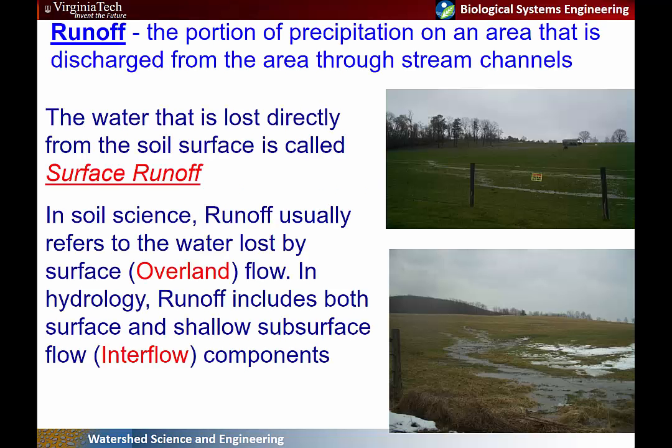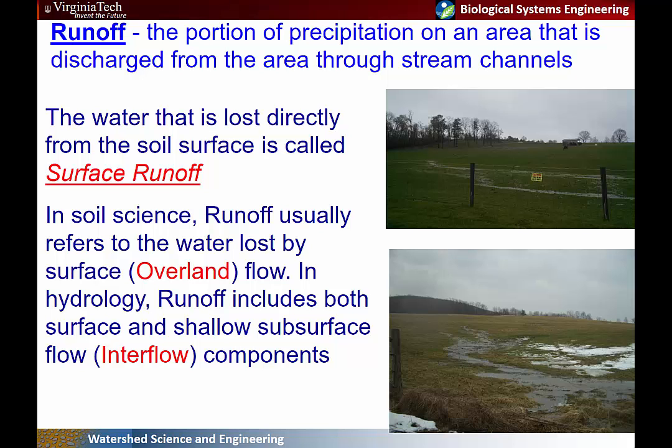So what is runoff? I think everyone can visualize what runoff is. It's water moving across the soil surface. And it's actually a little bit more complex than that. We'll get into this in a minute. But runoff, technically, I define as the portion of precipitation over an area that's discharged from that area through stream channels. That doesn't really mean a whole lot, but maybe in a few minutes it'll make more sense.